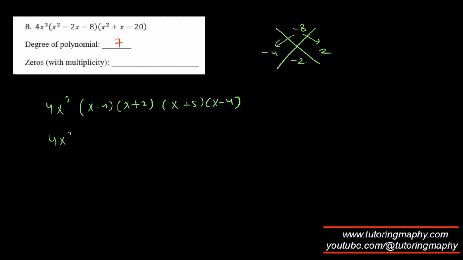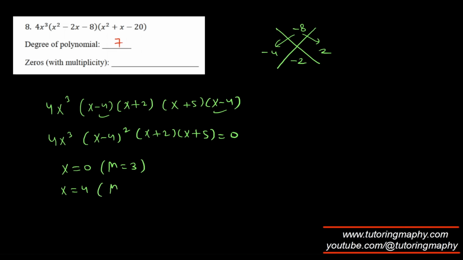So this can be written as 4x cubed, x minus 4 whole squared, because there are two of these, then x plus 2 and then x plus 5, which should be equal to 0. So the zeros are x equal to 0 with a multiplicity of 3, x equal to 4 with a multiplicity of 2, x equal to negative 2 with a multiplicity of 1, and negative 5 with a multiplicity of 1 as well.